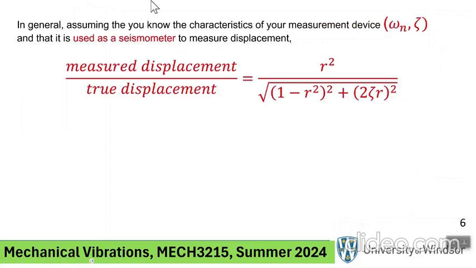So, assuming that we know omega n and zeta, the measured displacement is big Z. The true displacement is big Y. Okay? And they're almost equal to each other by this factor. This factor is very close to 1 when R is in that range bigger than 3.